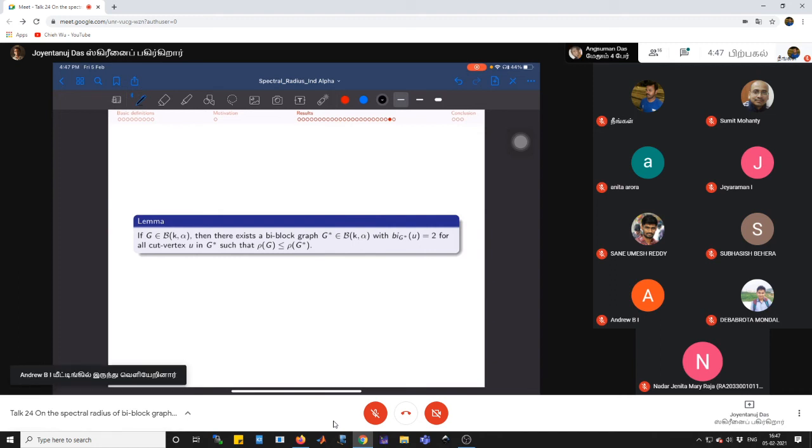Then what will happen? This gives us the following lemma: if G belongs to the class B(k, alpha), then we can always show that there exists a biblock graph G star with block index of each cut vertex equal to 2, and the spectral radius satisfies rho of G is less than or equal to rho of G star. So I will prove this.